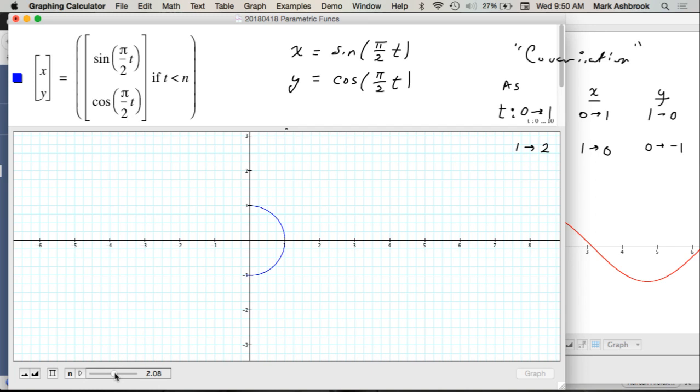Kellen, what do you think? What does this function do? I think it moves clockwise with a radius of 1. So this function generates a set of points. What set of points does it generate? The unit circle, but more specifically?